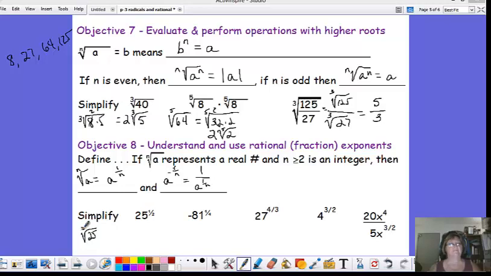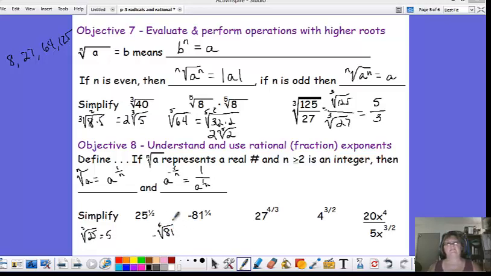Square root, let's see. That would be 5. Got that one. Negative 81. Oh, wait now. Opposite of the 1/4 power of 81. Okay, let's see if we can figure this out. Opposite of, and then it's going to be the 4th root of 81.